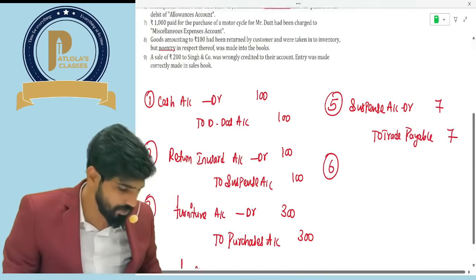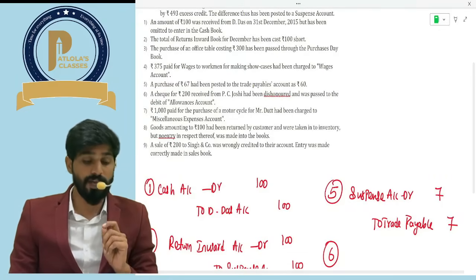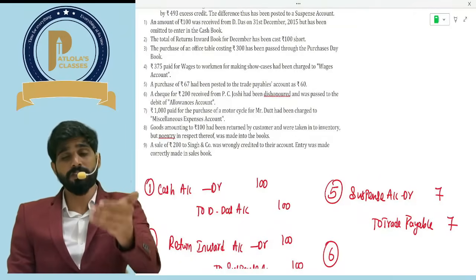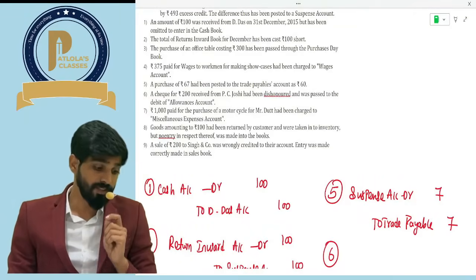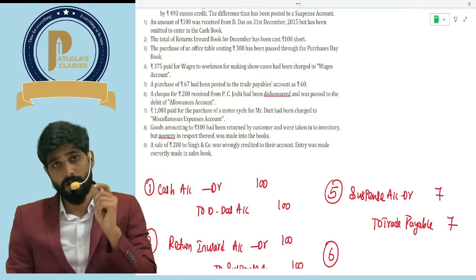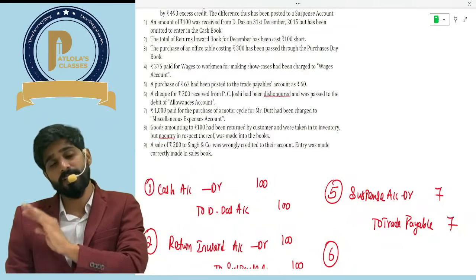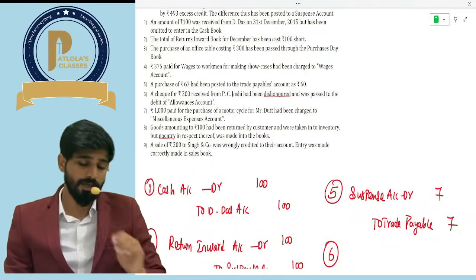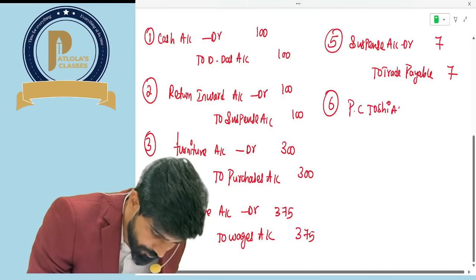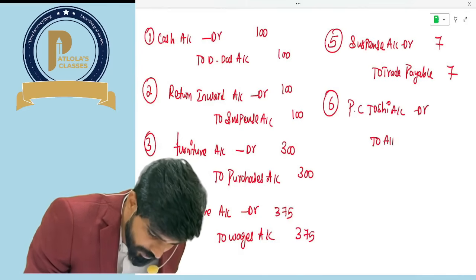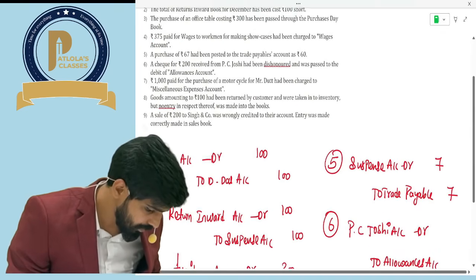Next, coming to the sixth one. What is the sixth one? A check for 200 received from PC Joshi has been dishonored. Whenever you receive a check from someone and it is dishonored, their account has to be debited. But it was debited to which account? Allowances. So the account that should have been debited is PC Joshi, but the account debited is allowances. So allowances has to be cancelled and PC Joshi account has to be debited. What is the rectification entry? PC Joshi account debit to allowances account. How much is the amount? Amount is 200.